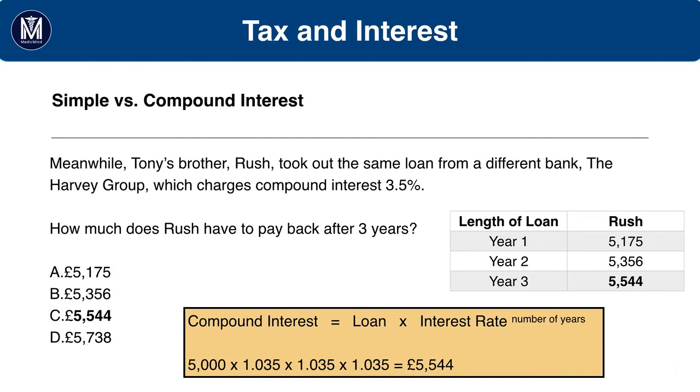The answer for this question is C, 5,544. So it's compound interest here. So the best way to calculate is by doing 1.035 to the power of 3 times 5,000, the original amount.